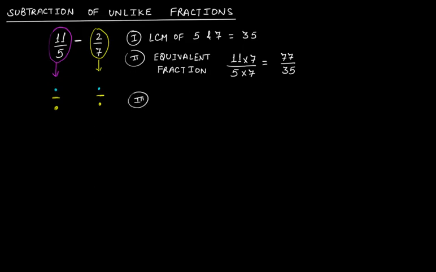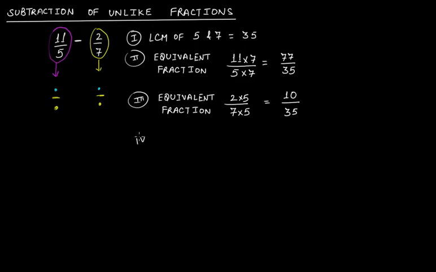Third step will be to find the equivalent fraction of this one, 2 over 7, in a way that the denominator is 35. If I multiply this denominator, that is 7, by 5, I'll get 35. And since we have multiplied the denominator by 5, we have to multiply the numerator also by 5, and this will give us 10 over 35.